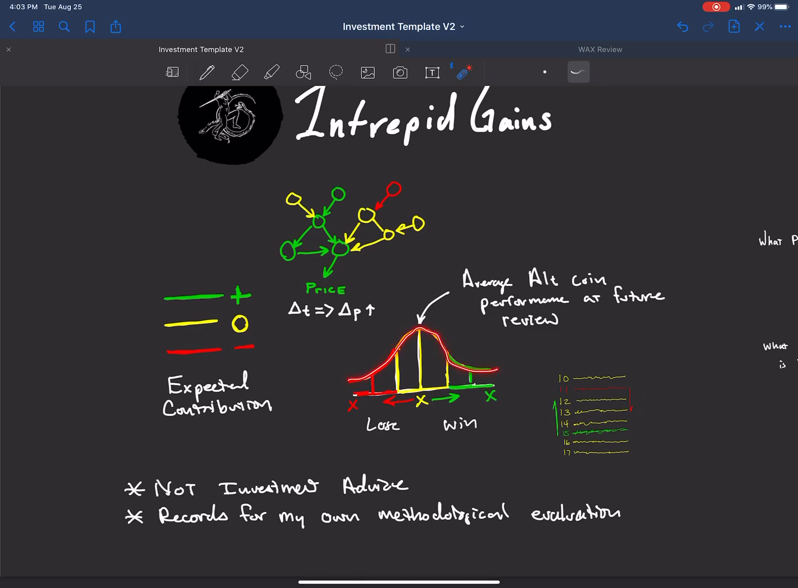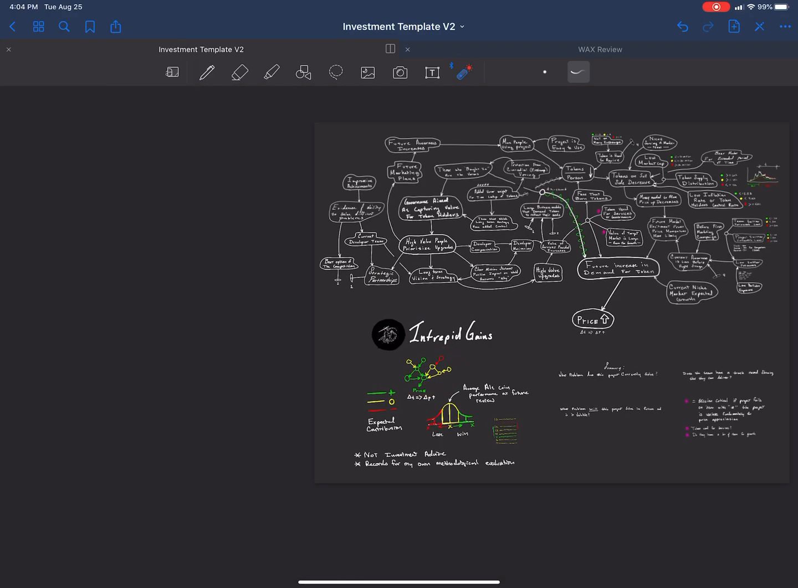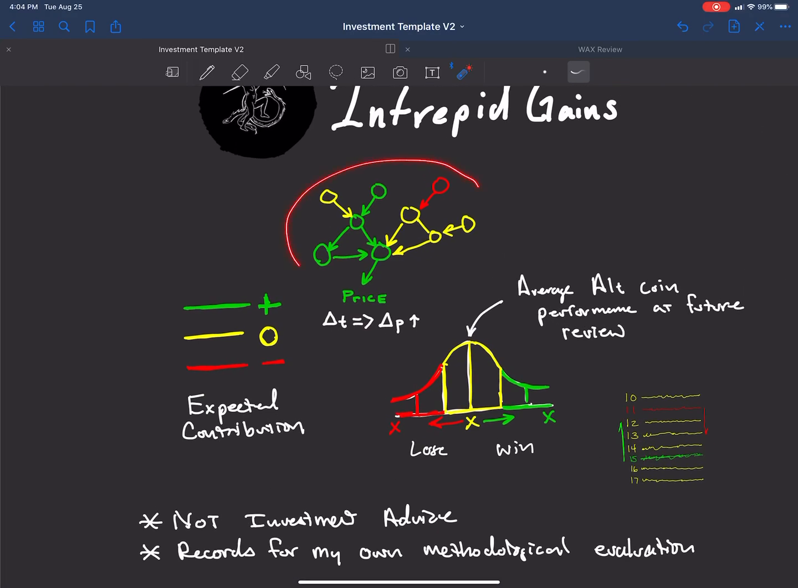Here's the distribution curve. The components that are green, I expect them to contribute to shifting it up the distribution curve, and the negative things to shift it down the distribution curve. And it'll be mapped out just like this diagram. They're mapped out with colors, ultimately leading to that price.